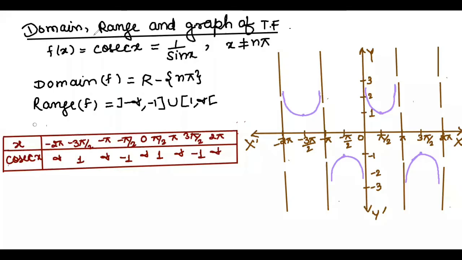Here I have drawn the graph of cosec x. On the x-axis I have taken domain values -2 pi, -3 pi by 2, -pi, -pi by 2, 0, pi by 2, pi, 3 pi by 2 and 2 pi. And according to that, on the y-axis I have taken points of range values. So according to that, we have a graph.